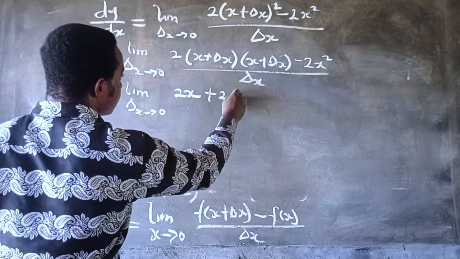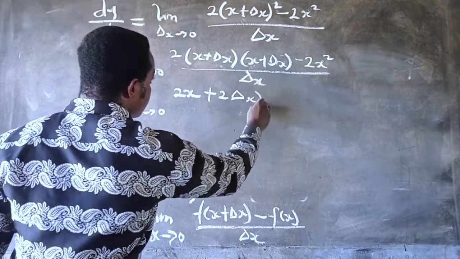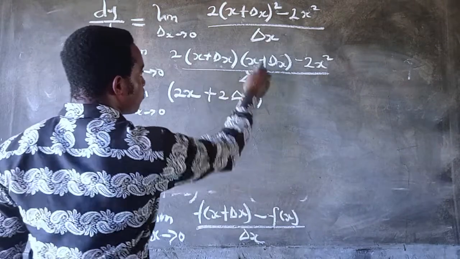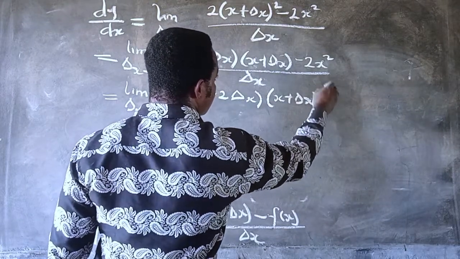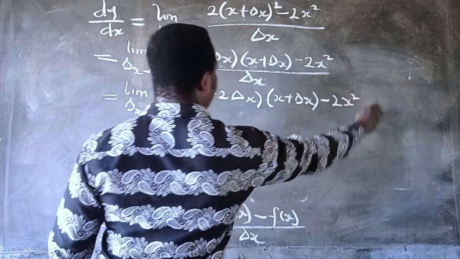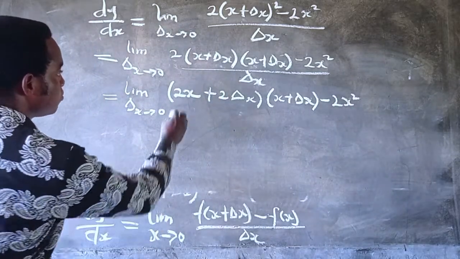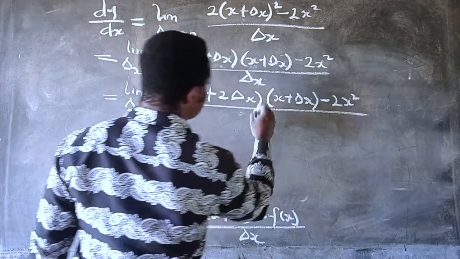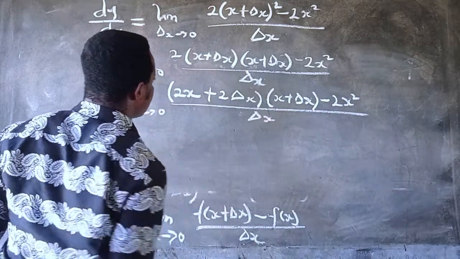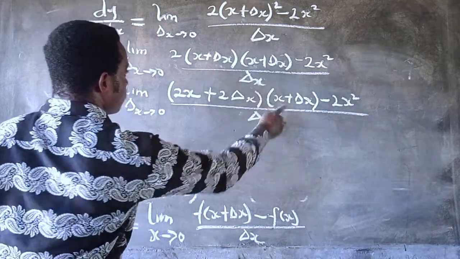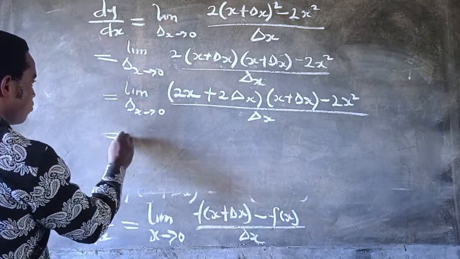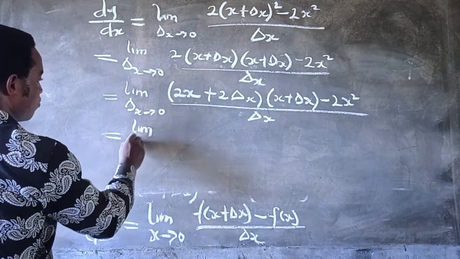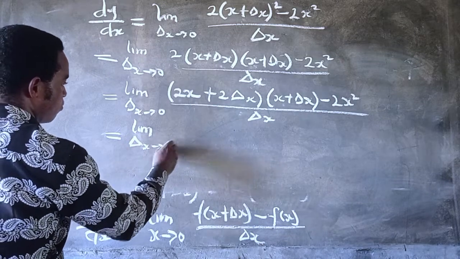That gives 2x plus 2 delta x. So let's put that bracket there. And minus 2x squared. So all divided by delta x. Okay, we have to open that bracket, applying the distributive law. So the limit as delta x is approaching 0.